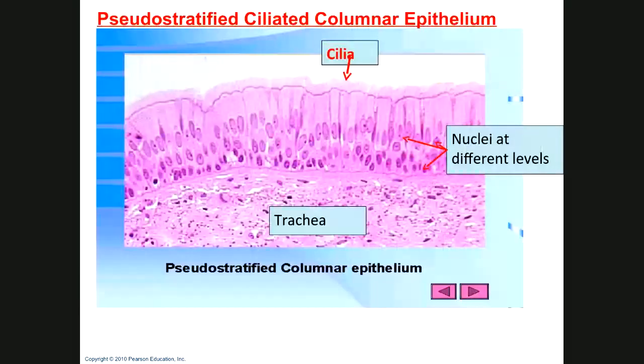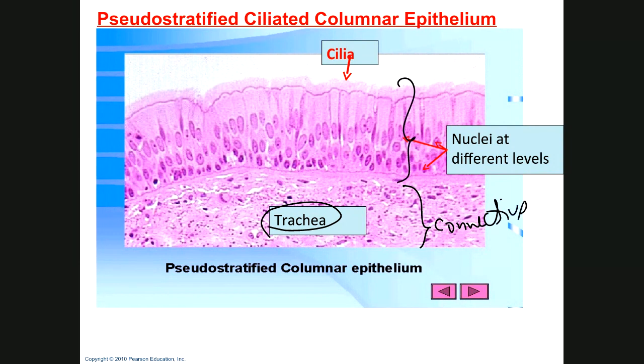Okay, so there's another depiction of pseudostratified ciliated columnar epithelium, which you can see here is coming from the trachea. Just to note, this down here is connective tissue, which we always find underneath epithelial tissue. This right here is the actual epithelial tissue.